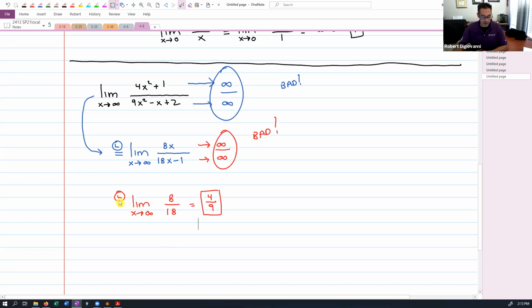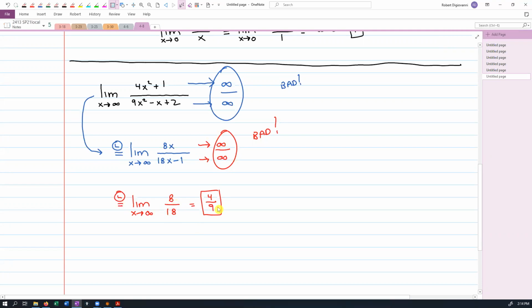Like on this step right here, when we did it the first time, we still had infinity over infinity. When we did it the second time, we no longer had infinity over infinity. So we had a number over a number, and that's just an answer. That's just a number. What would happen if you have one infinity and one number?